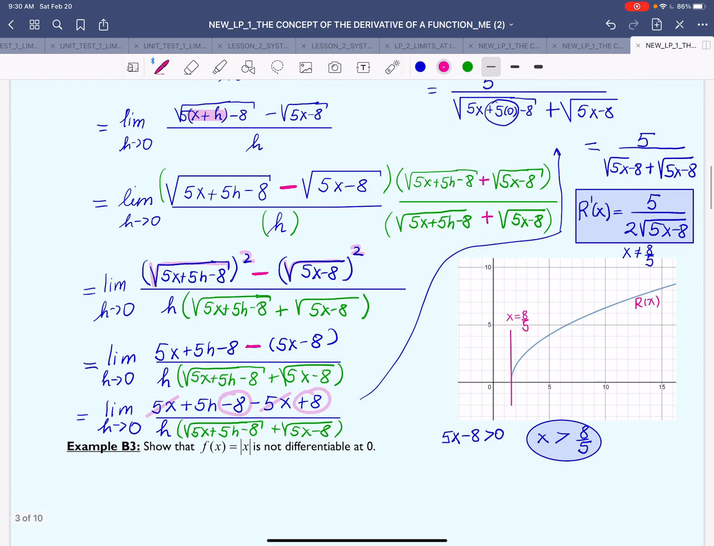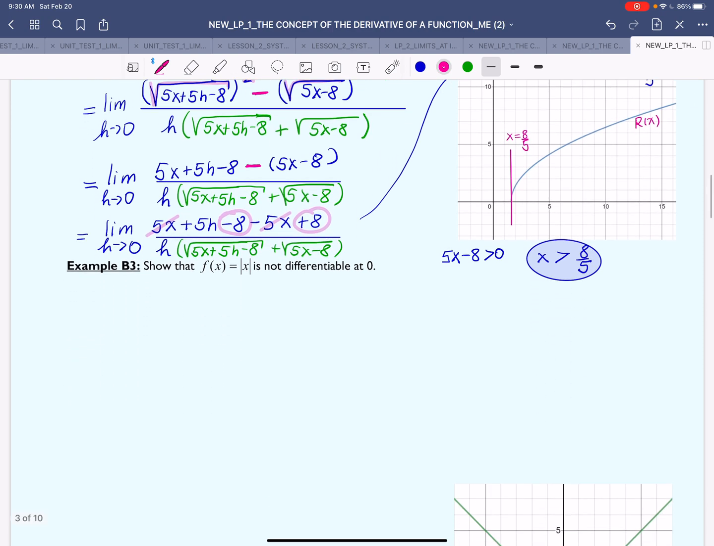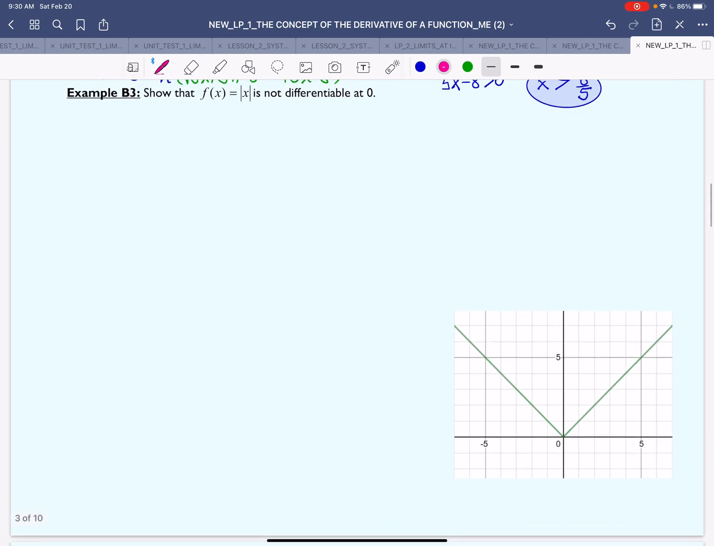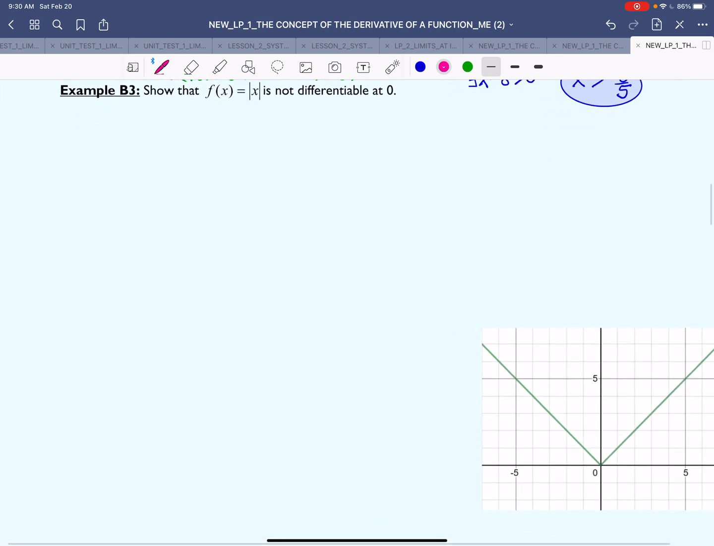One more example to go. We're going to talk about f of x equals absolute value of x. We're going to show that f of x equals absolute value of x is non-differentiable at 0. So I'm not going to worry about the second part of the question. We're talking about the derivative, so before I make a judgment about differentiability at 0, I have to find the derivative, see what I get first.